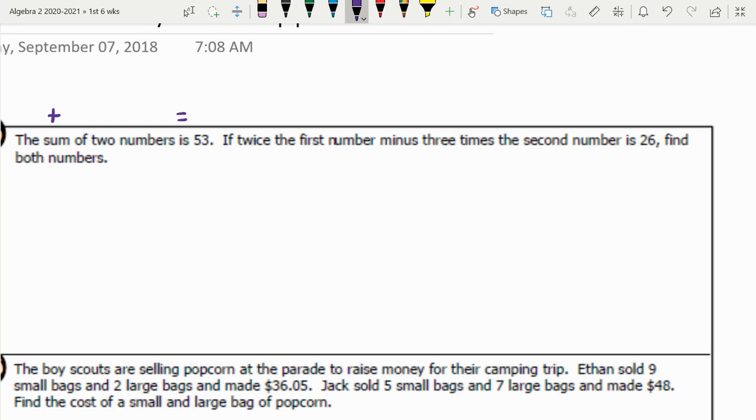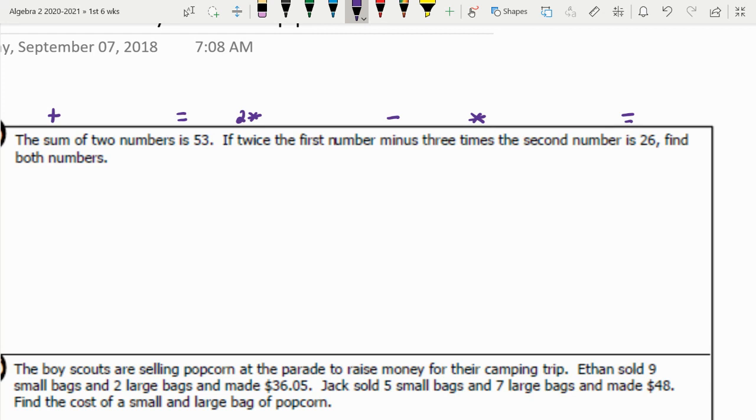If twice the first number minus 3 times the second number is 26. So let's dissect that right there. Twice means 2 times something. The first number minus, okay, subtraction, minus 3 times, so multiply again, the second number is equals 26.